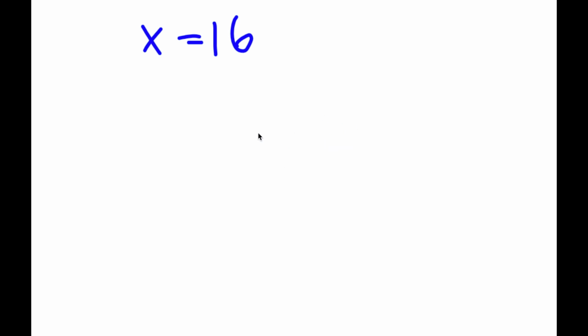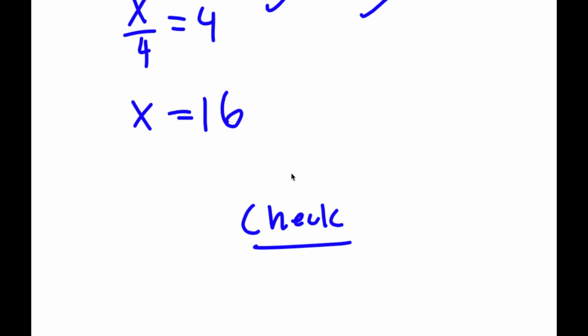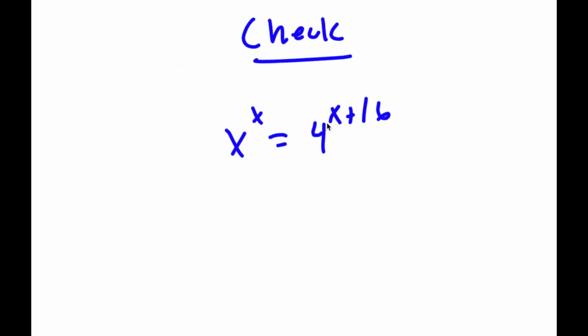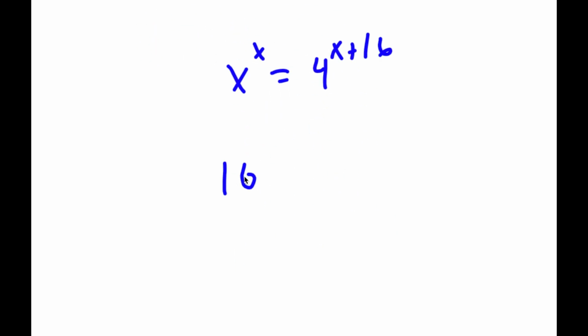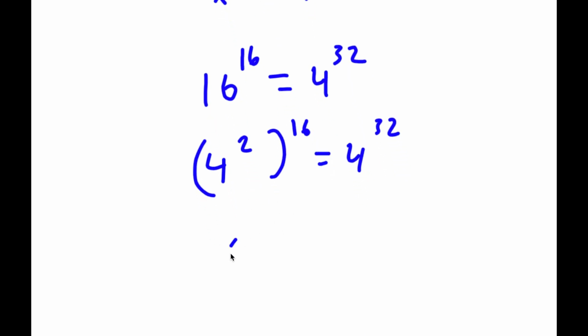to check, I have x to the power of x equals 4 to the power of x plus 16. x equals 16, so I have 16 to the power of 16 is equal to 4 to the power of 32. 16 is 4 squared, so I have 4 squared to the power of 16 is equal to 4 to the power of 32, meaning 4 to the power of 32 is equal to 4 to the power of 32.